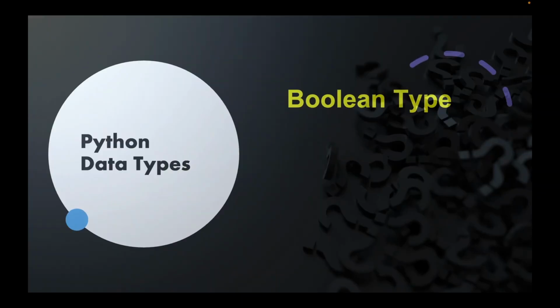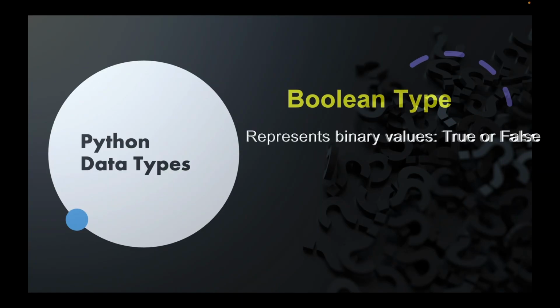The next fundamental data type in Python is Boolean. Booleans represent binary values, that's either true or false. They are used in logical operations and conditionals, which are very essential for controlling the flow of programs.